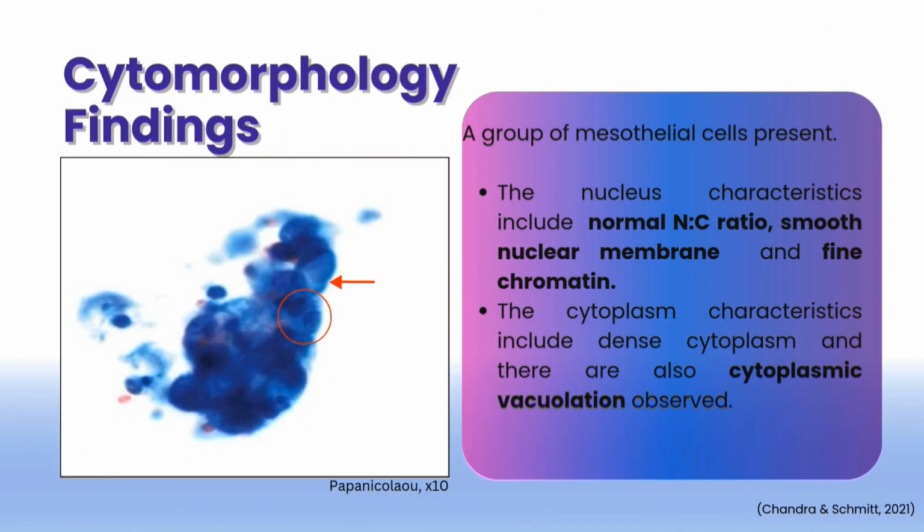From Pap stain, a group of mesothelial cells is observed with characteristics including normal NC ratio, smooth nuclear membrane, and fine chromatin. As for the cytoplasm, the characteristics shown are dense cytoplasm and cytoplasmic vacuolation.